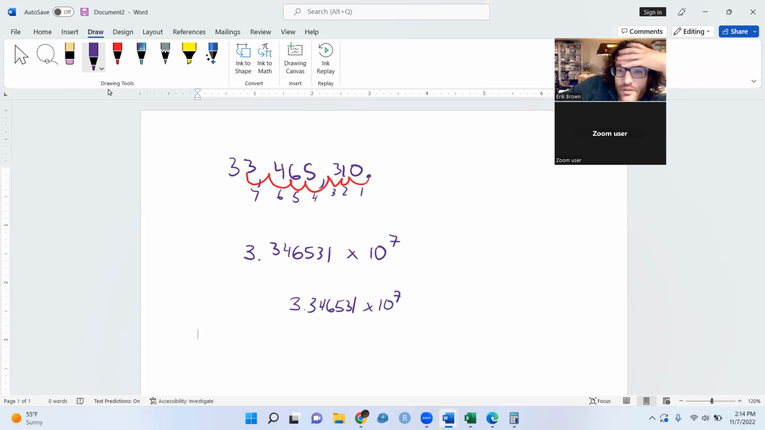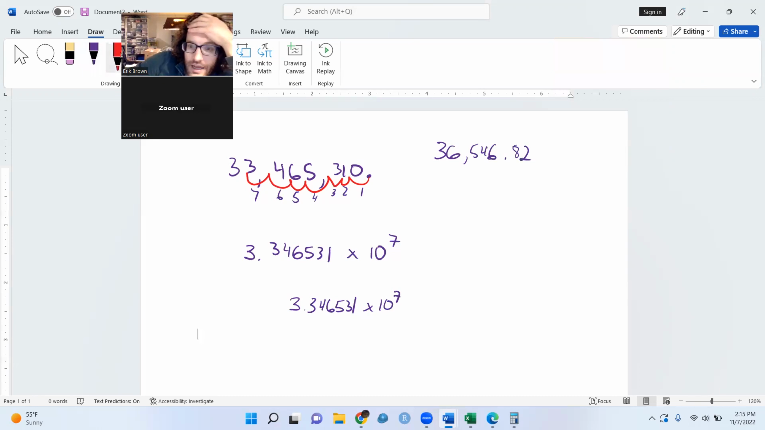So like another example, let's say we had 36,546.82. Here, we already have a decimal place given. We're going to move it to the left 1, 2, 3, 4 times. So our number is 3.6546. This 8 and 2 don't have any effect on that exponent. It's just 10 to the 4th. Okay, so if I was going the reverse of that, then I would just move the decimal place back over 4 times, and then I would have the original number.